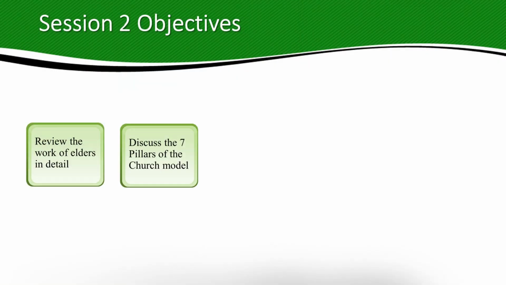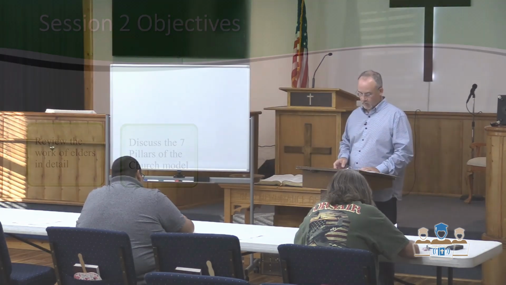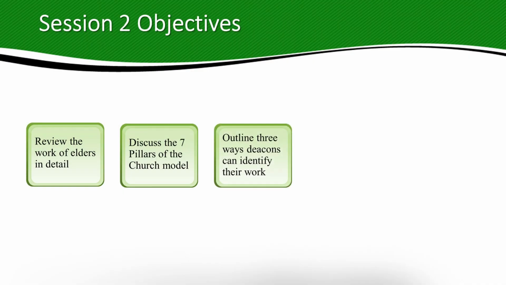We want to look at something called the 7 Pillars model, and that is a model of what the church is to be doing. Again, all of this is trying to understand the bigger work that we're involved in. I want to outline 3 ways deacons can identify their work in relation to the elders. That's really what this session is about: how do we decide what to do as deacons? How do we figure out what our work is to be?